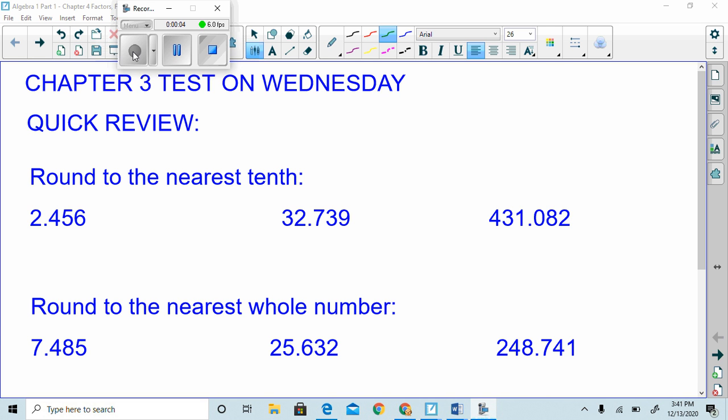The Chapter 3 test is on Wednesday, so today we'll review. We'll start off with rounding. Now, rounding is still a little bit of an issue for some people, but it's not that difficult if you follow some simple rules. If you're rounding to the nearest tenth, you should first find the place that you're rounding to. And in this case, I'm going to be underlining the place value, which is the tenths, for each of these three numbers. You're then going to look to the right.